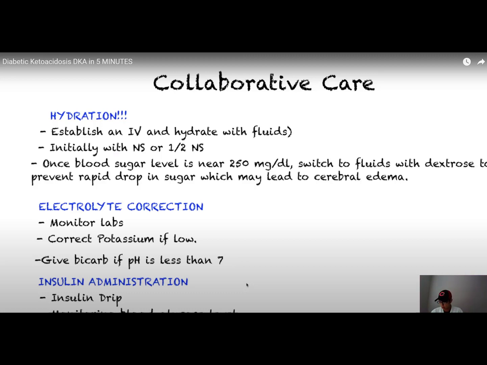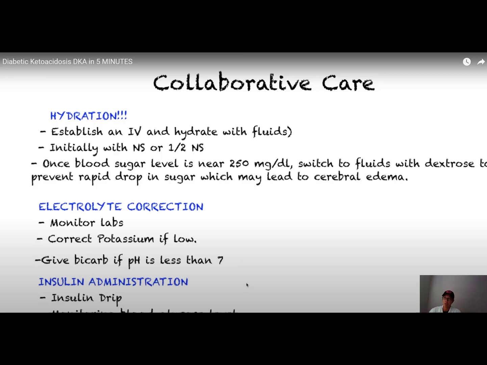So number one, we want to reduce our blood glucose level, right? I mentioned before, DKA patients' blood glucose level is going to shoot through the roof. It's going to be somewhere above 300 all the way to more than 1,000, right? So we want to drop down the blood glucose level. Secondly, we want to correct the fluid and electrolyte imbalance. That's why we need to be monitoring the labs.